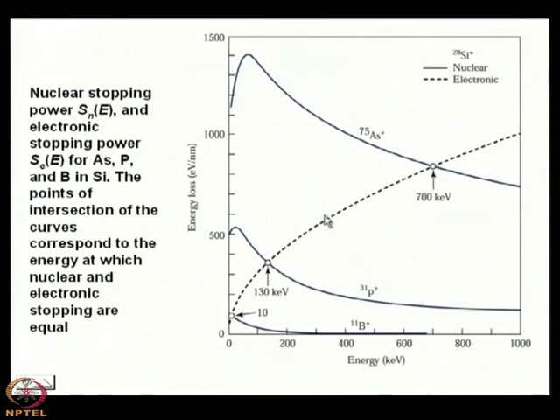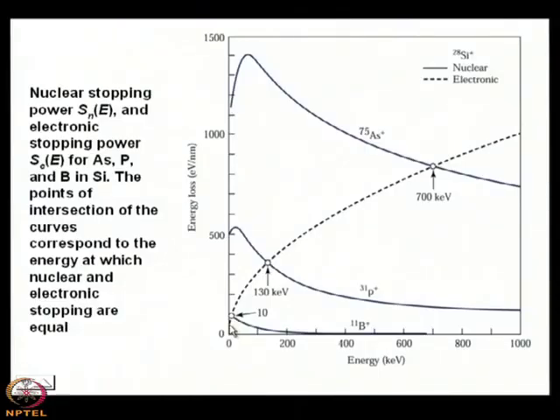Now, what do we find from this curve? Why are we interested in this curve? It is because you see that when the energy of implantation is low, in the x axis we have plotted the energy. So, when the energy is say 10 keV or even less, what do we find? That the energy loss will be due to electronic. The energy loss will be electronic here.